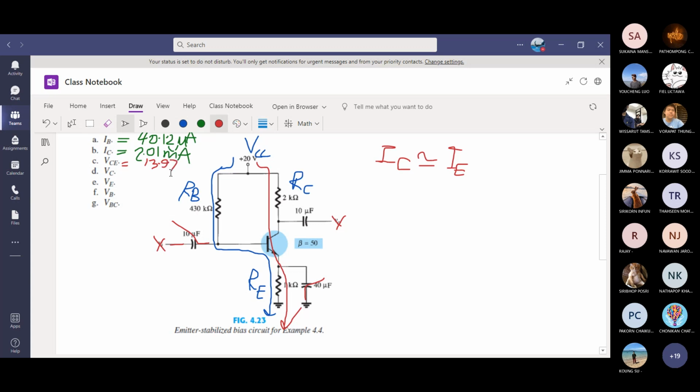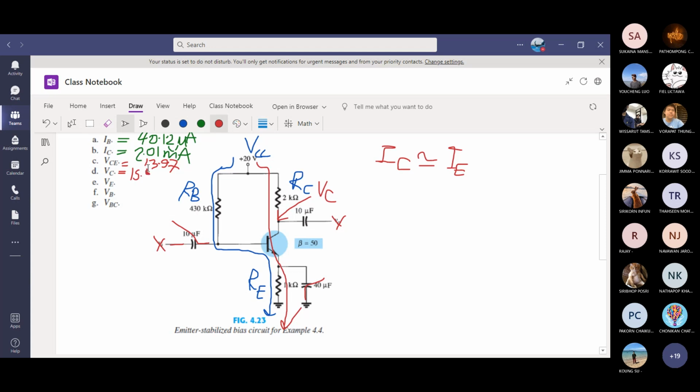The next question is VC. How much is VC? Just at this point is VC. It is 15.98. So it is VCC minus ICRC. You just stop here. 20 minus IC times RC, 15.98.